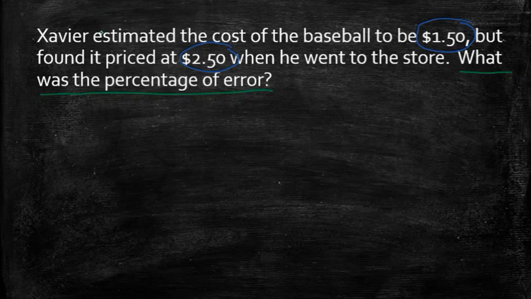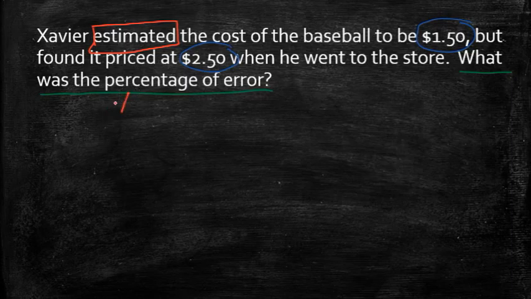Another word that you could use, let's say you were trying to figure out what kind of question this was: he estimated. So you can tell that he was kind of guessing. Maybe it was an educated guess based on previous purchases or something, but he did make an estimate, and he thought that the baseball was going to be $1.50, but it proved to be more expensive than he expected it to be.